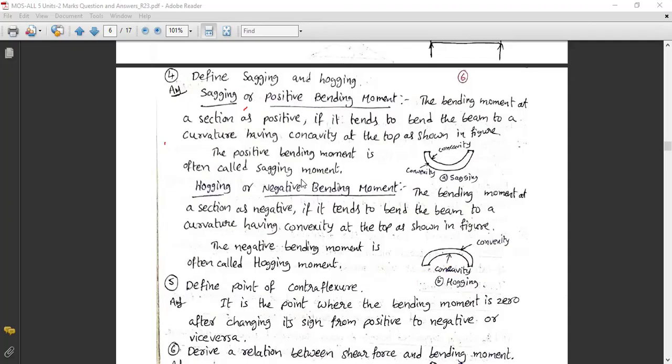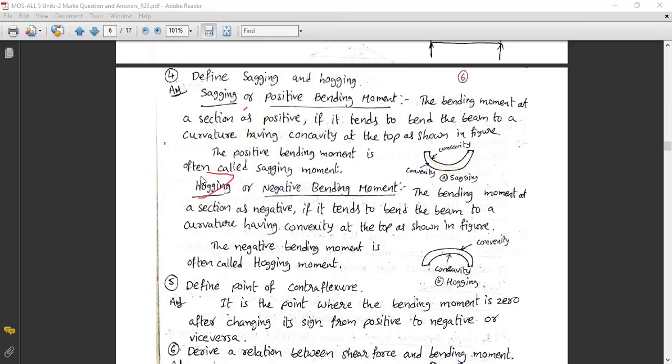Now the definition of sagging. Sagging is a positive bending moment. The bending moment at a section is positive if it tends to bend the beam to a curvature having convexity at the bottom, as shown in the figure. The positive bending moment is often called a sagging moment. Sag is like an S type only, and it is positive.